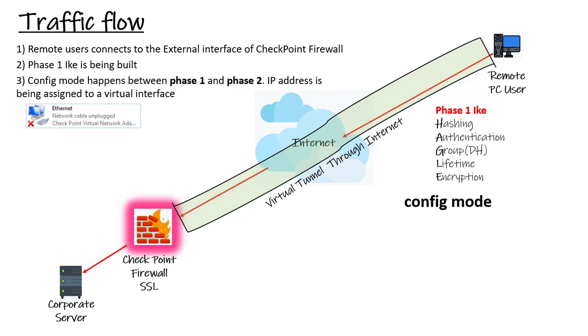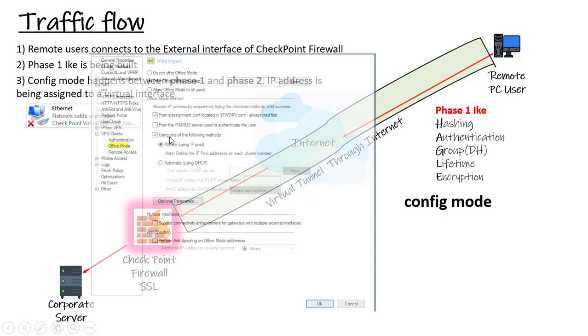So right after, we proceed to the second phase, which is agreeing upon subnets. We have to assign an office mode. We have to assign a private address to our remote user to be able to route traffic properly when he is connected to VPN. So that is called config mode, and it's being assigned to the virtual adapter that's been installed with the application.